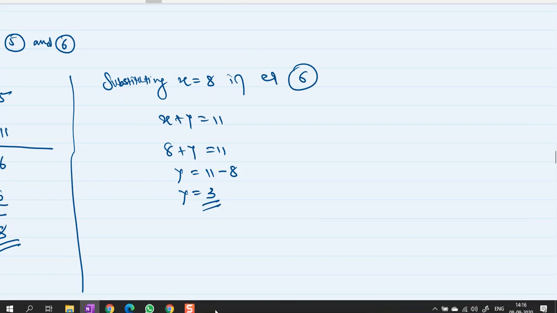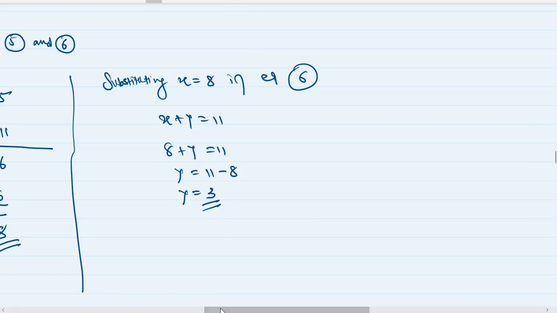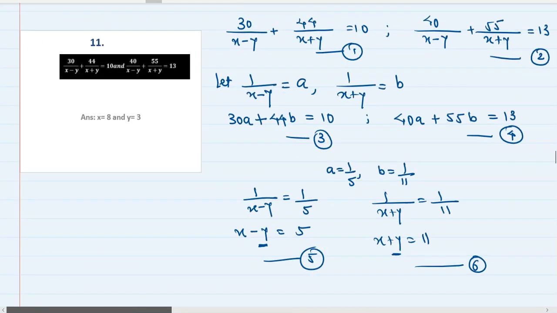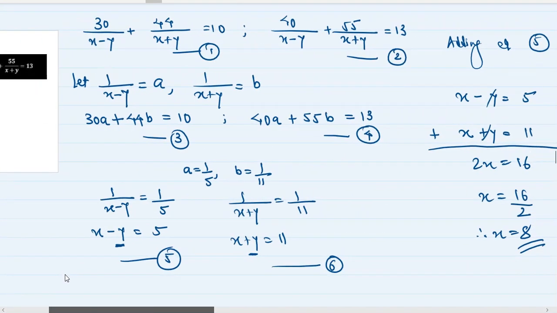Y is equal to 3 is your answer for y. So we have got x and y, 8 and 3. That's the correct answer. So did you understand?